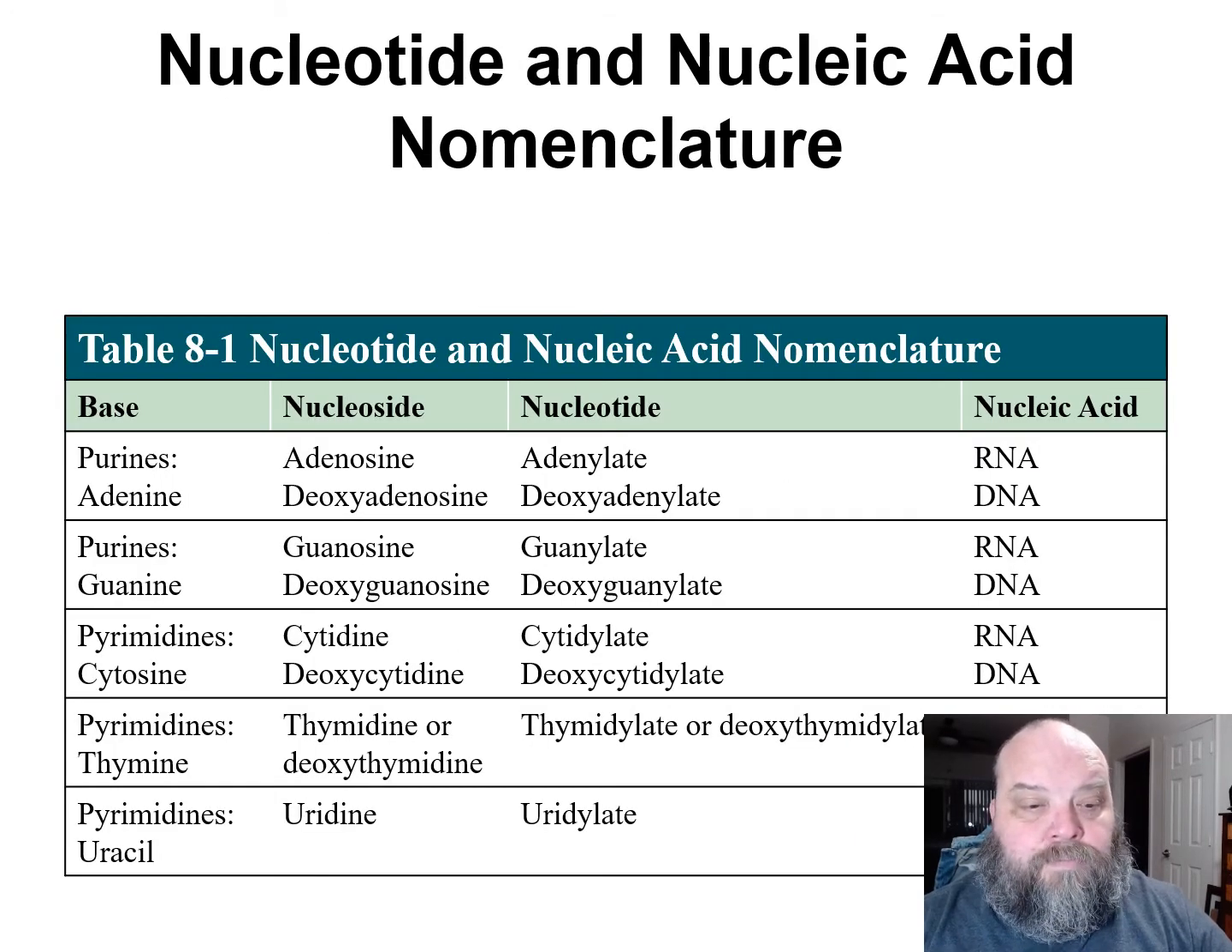AGCT sequence, DNA. AGCU sequence, RNA. So you look here, purines, pyrimidines. You'll notice whether it's a nucleoside or nucleotide: adenosine, adenylate, guanosine, guanylate. Remember, this is the sugar and the nitrogenous ring only. This is all three: nitrogenous base, the sugar, and the phosphate group.